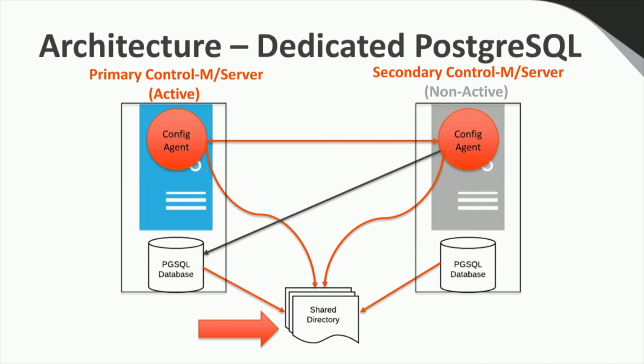On the primary, the Control-M Server and the dedicated PostgreSQL database will be installed together. And once the Control-M Server has been installed on the primary node, you can proceed with the secondary node installation. Similar to the primary node, both Control-M Server and the dedicated PostgreSQL database should be installed on the same node in the secondary as well. And in this architecture, Control-M Server configuration agents are communicating with each other directly, but they're also looking at the configuration data on the database to further strengthen the high availability.